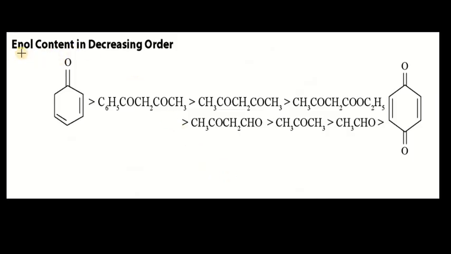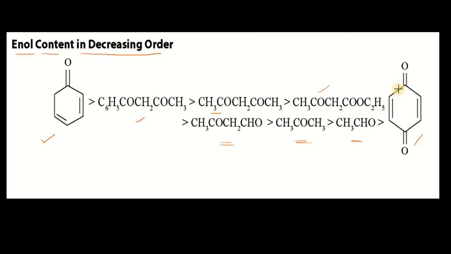See the next one, enol content in decreasing order. What is the important order? See here, enol content is more in this case, where diketones are there, here and here. After that we have another, and an ester form also here, a ketonic ester. Here aldehyde and ketone are present. In this, a ketone is there. In this, only an aldehyde is there, an ester aldehyde. And the least is this one, as we have already discussed.